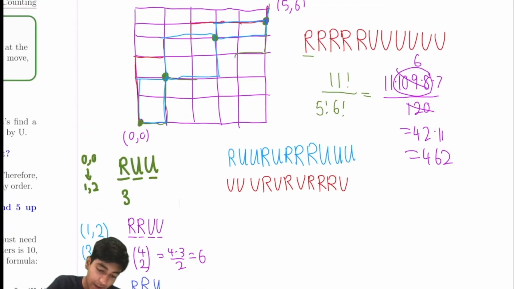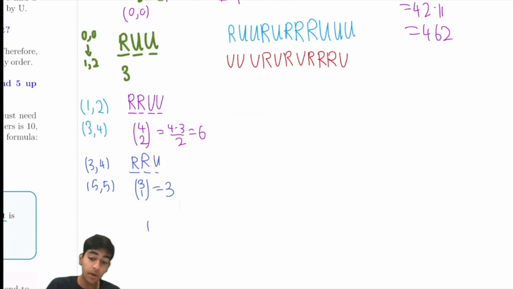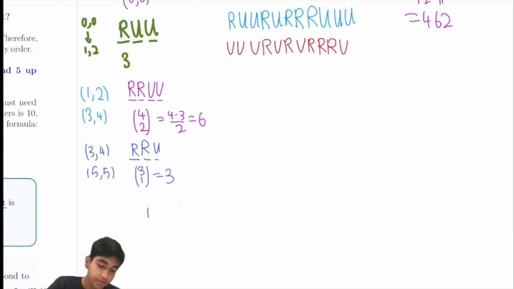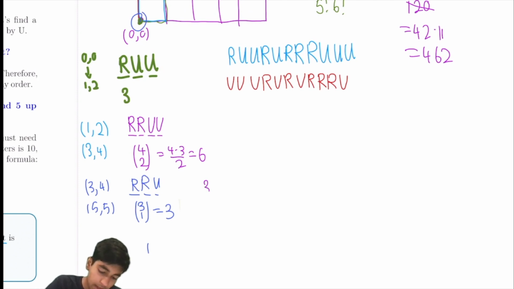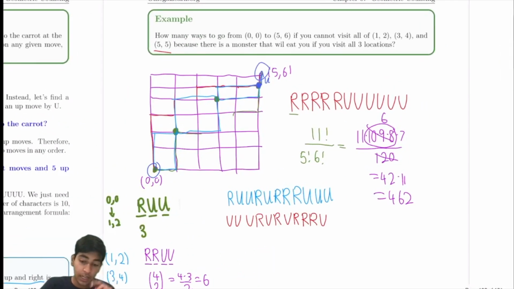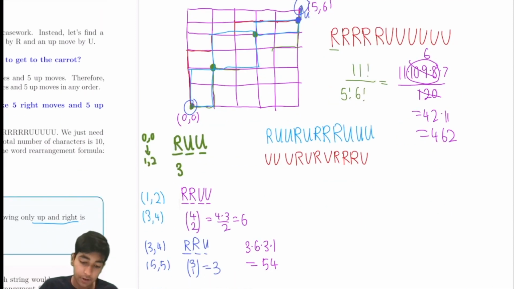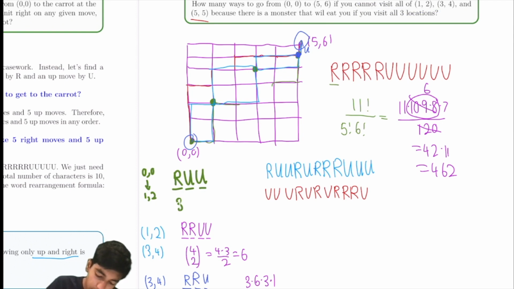Now what about from 5, 5 to 5, 6? That's just 1, because we have to go up. So just 1 here. So we multiply all these together to find the total number of ways from this point to this point, assuming we must pass through all of these intermediate points. So the number of ways to do that is just 3 times 6 times 3 times 1, which is 54. So remember, we're doing complementary counting. This was the total number of ways, and this is the number of ways that do not satisfy this condition. So 462 minus 54 is 408. And that is our answer.